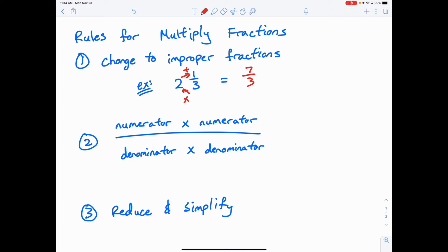Next, we have number 2, which tells us that we do numerator times numerator and denominator times denominator. For multiplying fractions, it's actually much easier than adding and subtracting because we don't need common denominators here. Simply, it is just numerator times numerator over denominator times denominator. Then we just simply reduce and simplify if we can.